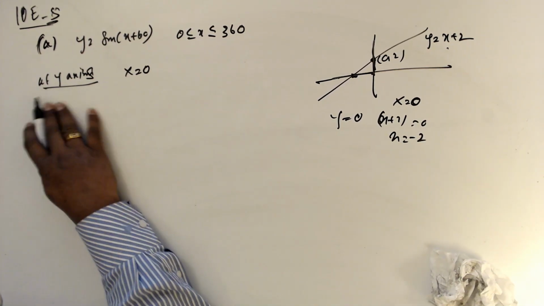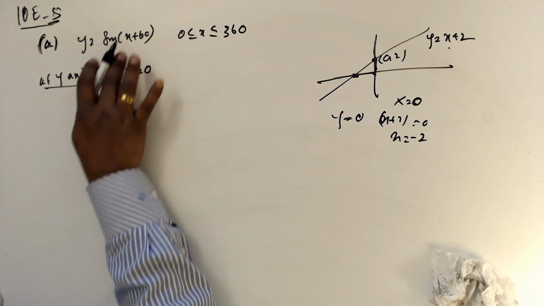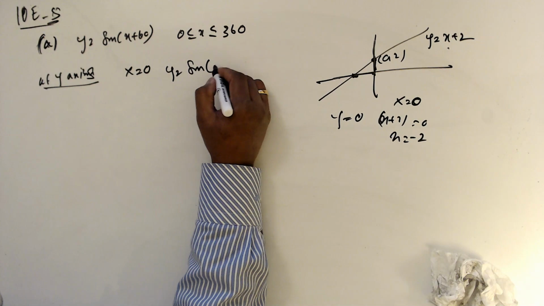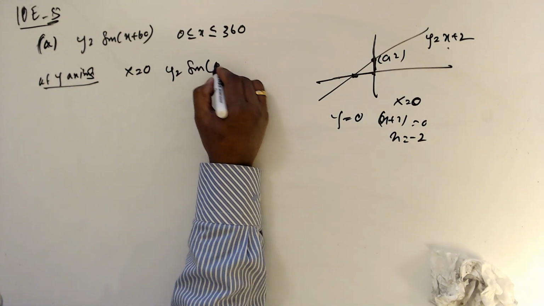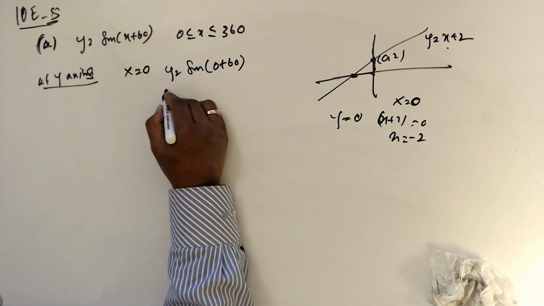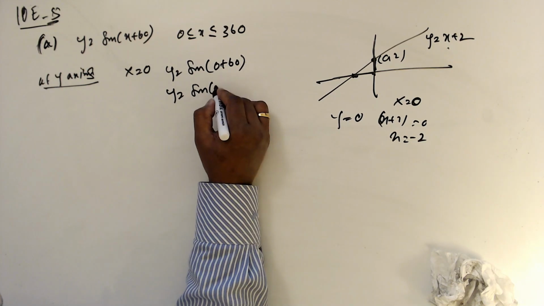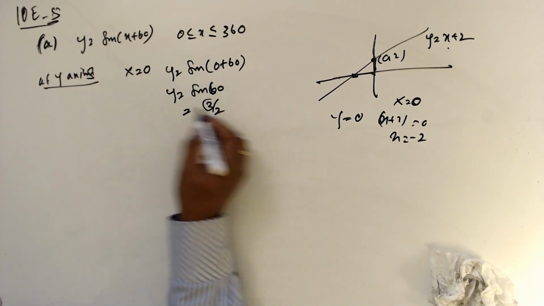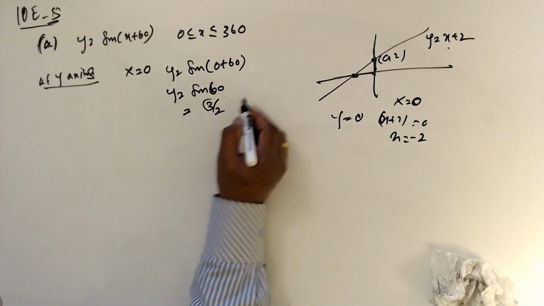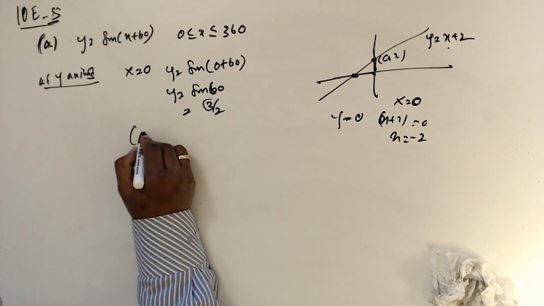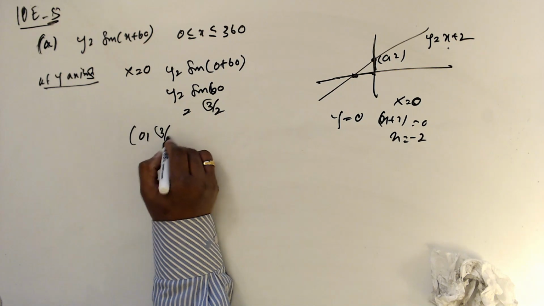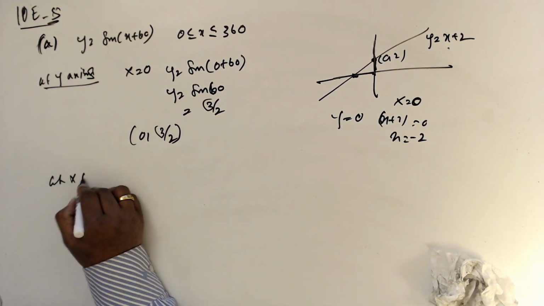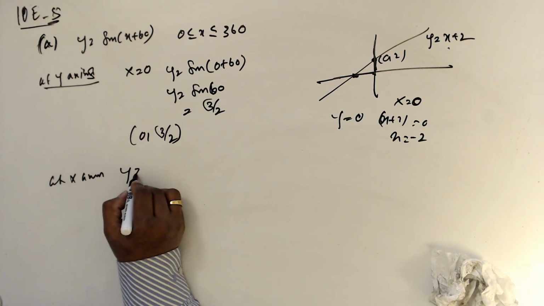So likewise, at y-axis, x equals 0, so then y equals sine 0 plus 60, which is y equals sine 60. Sine 60 means square root 3 over 2. So that coordinate is 0, square root 3 over 2. That's done. Now at x-axis, y equals 0.